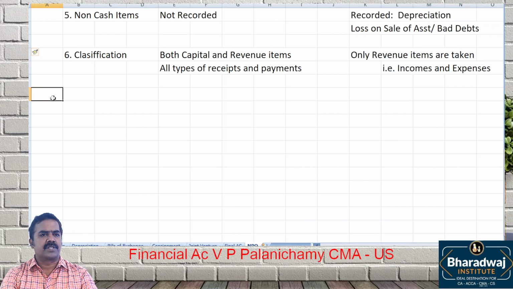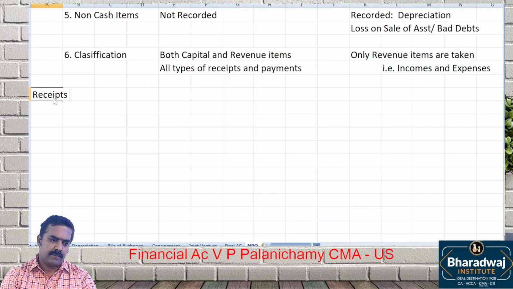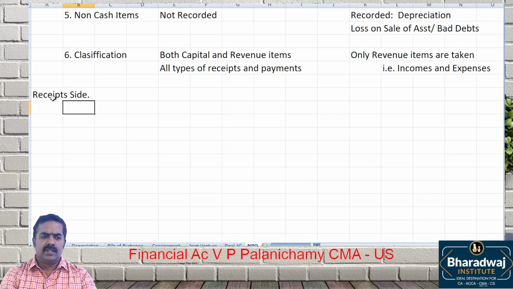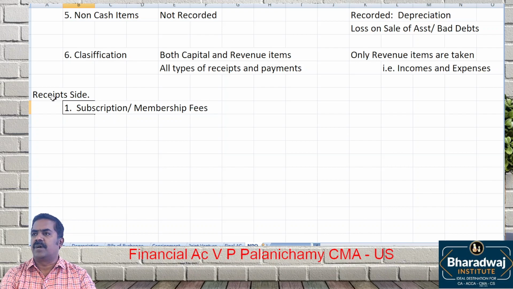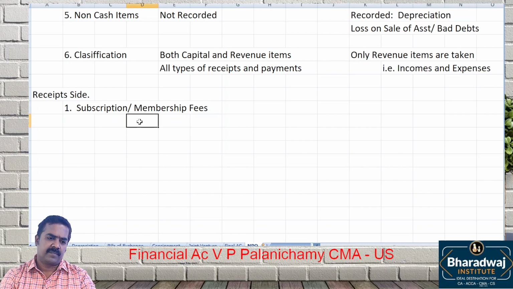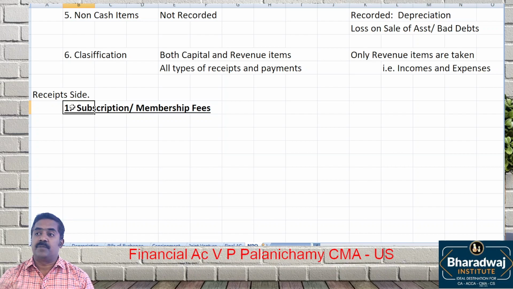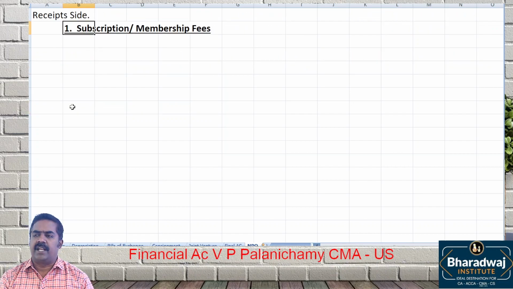They can ask you questions about the receipt side. What are the receipts that can be there? One is called subscription, or membership fees. My question is, will you take it as income or will you take it to the balance sheet? We collect subscription, membership fees in a non-profit organization. Will you take it as a balance sheet item or as an income?